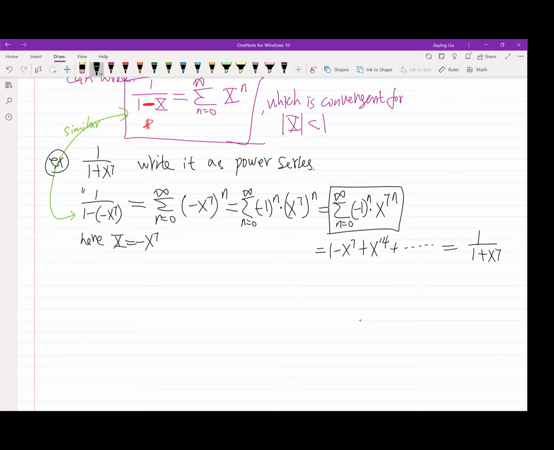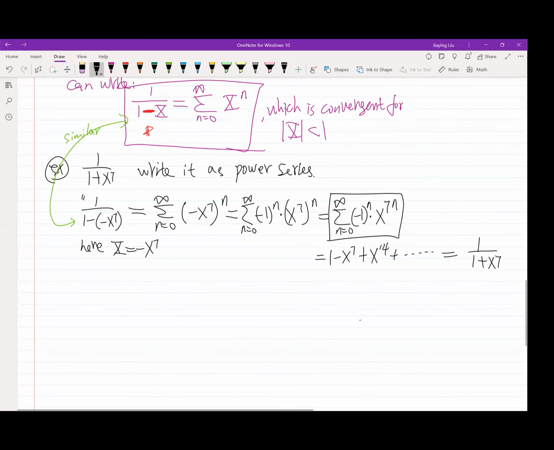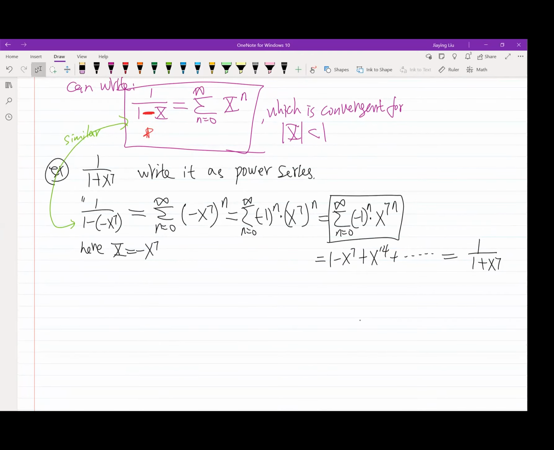So the thing you have circled is what we were supposed to end up with? Over here, yes.